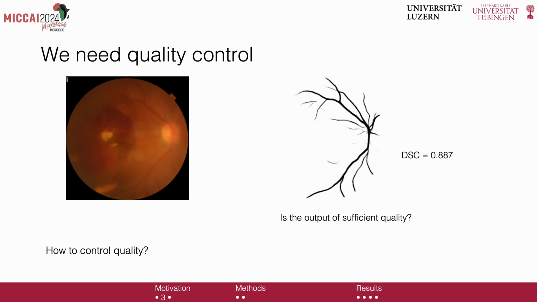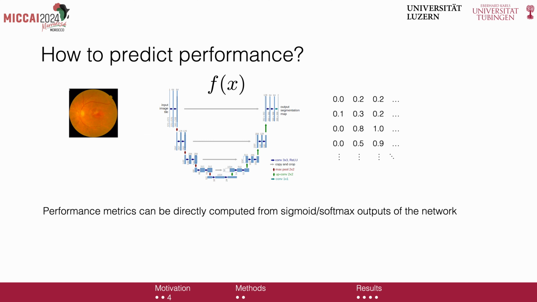But how can we control quality? We predict a performance measure, for example, the DICE score. Based on the DICE score, we could then set a threshold for the minimum performance required to pass the quality check. These metrics can be directly computed from the softmax output of the model. I would like to refer to the paper for details. But they are only accurate if the model is calibrated, which modern neural networks rarely are.